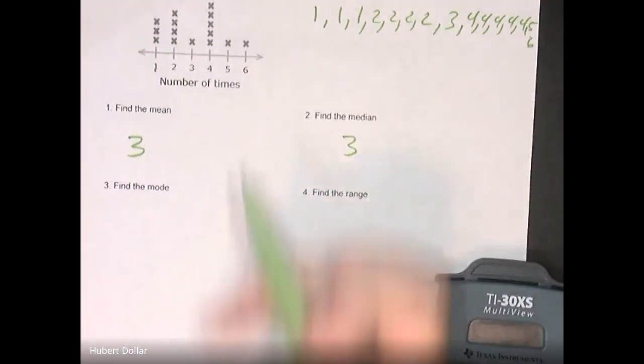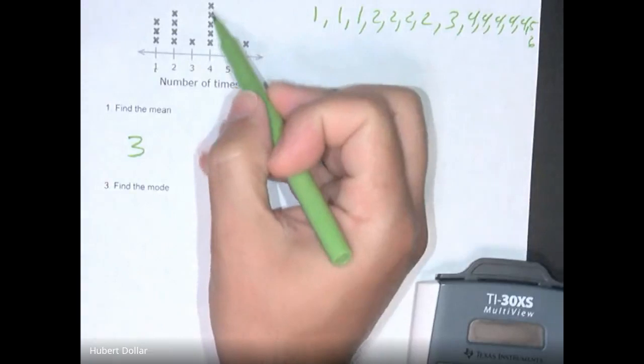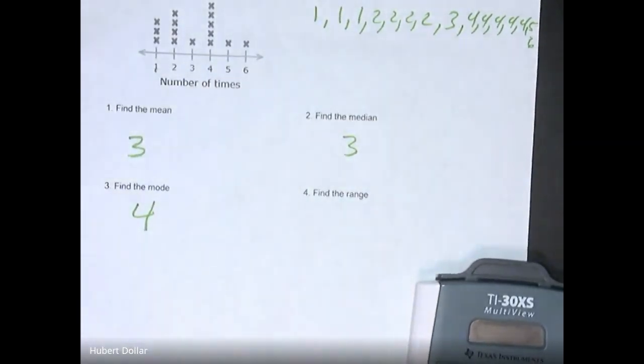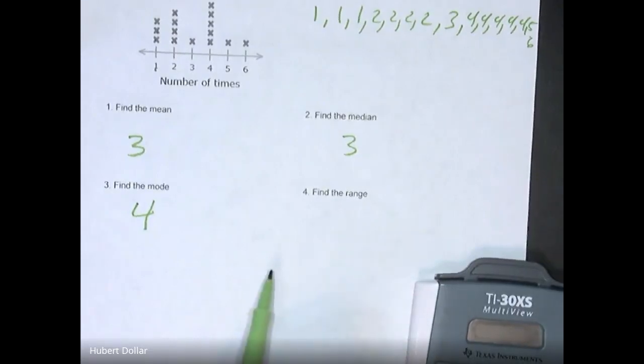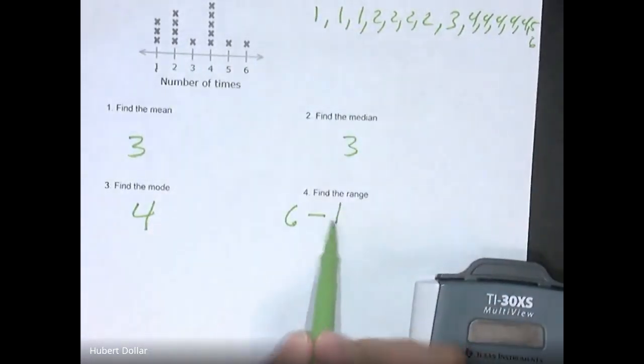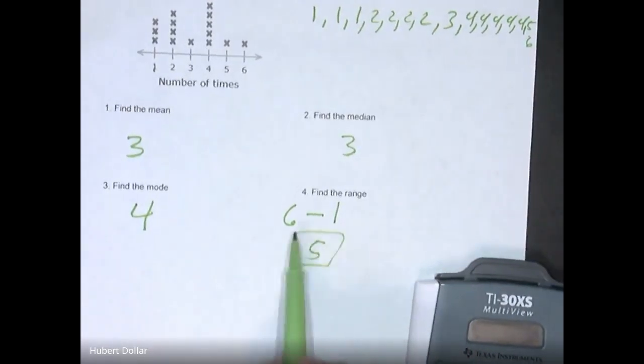Now the mode, the number that happens the most, is 4 because it happens 5 times. So the mode is 4 because it happens the most. And the range is the biggest number, which is 6, minus the smallest number, which is 1, which is 5.